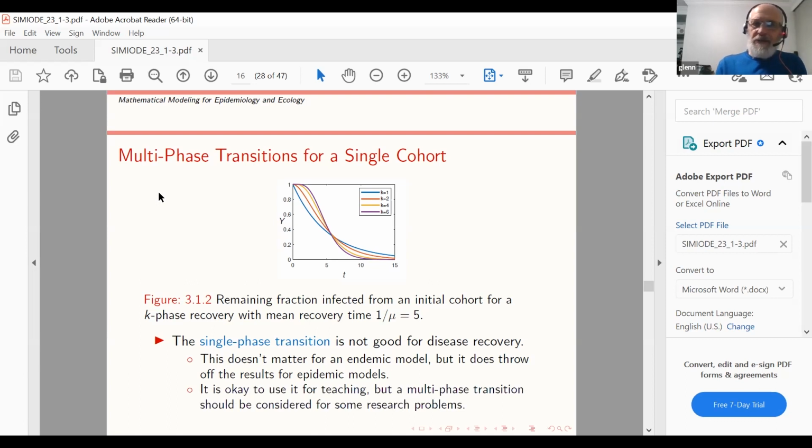It's okay to use this for teaching, but you should consider a multi-phase transition for some research problems. And whether you actually need to do that is an issue explored in one of the projects in the book.